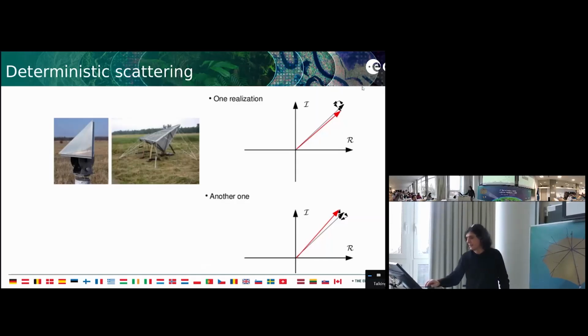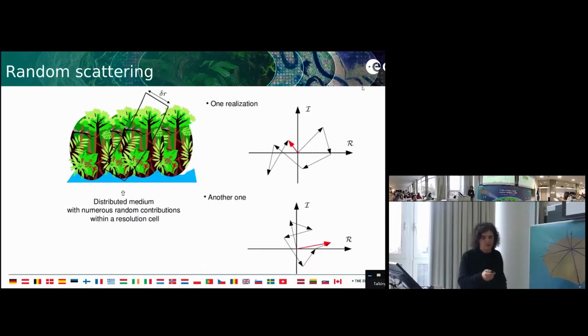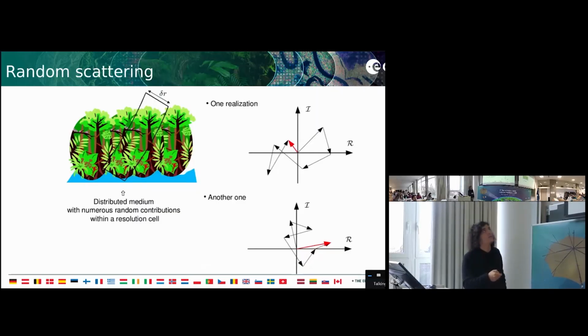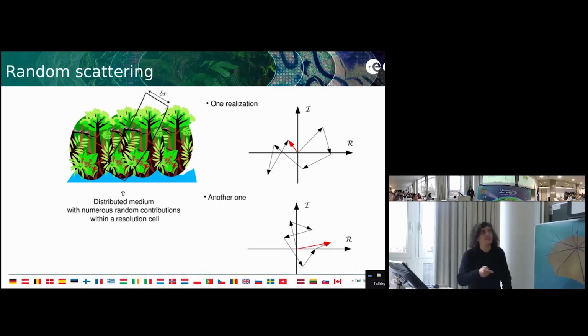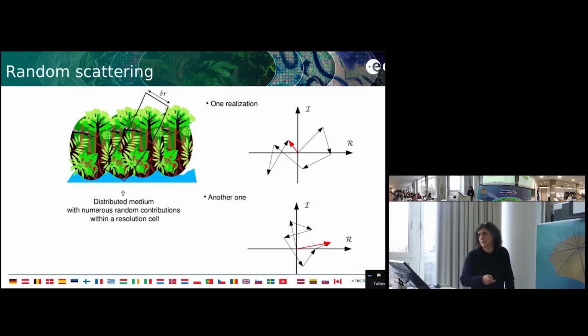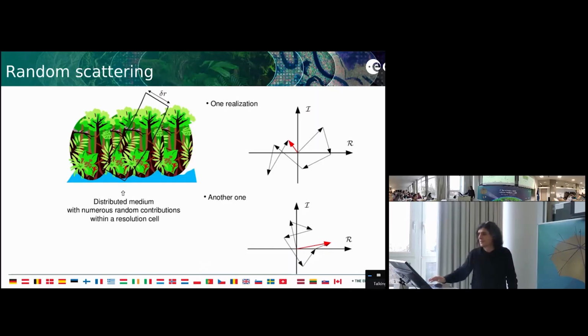On the opposite, if you do it on a natural environment, such as a forest, you have one realization, you come back later, another one, and they are not related. They are completely independent, because they correspond to different realizations of the random walk in the complex plane. This is speckle. It doesn't mean that you need to throw away the measurements. We'll see later how to use it.